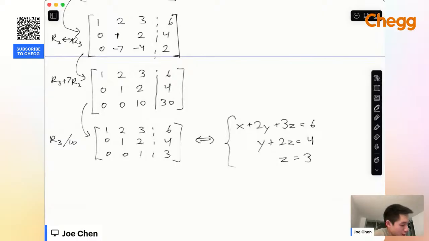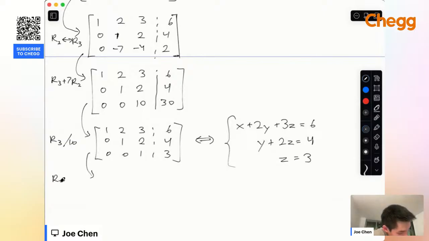Okay, so now I'm going to go back and eliminate this 2, which is doing in the matrix exactly what I just said in the equations. I'm sorry for erasing things. I'm going to take the second row and subtract the third row twice to eliminate that 2. So row 2 minus twice row 3. And I get 1, 2, 3, 6. The last row I'm not changing. But here in the second row, I get 0, 1. Okay, and then 2 minus 2 is 0, as desired. And then we have 4 minus 2 times 3 is minus 2.